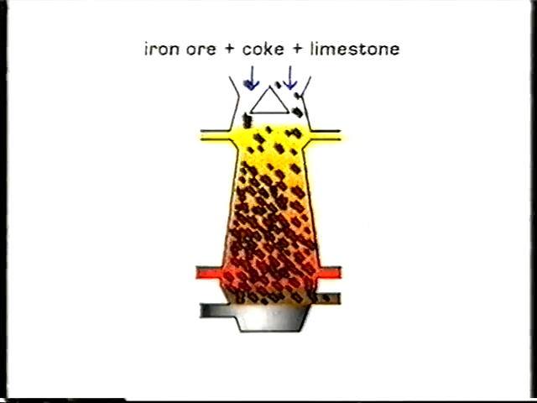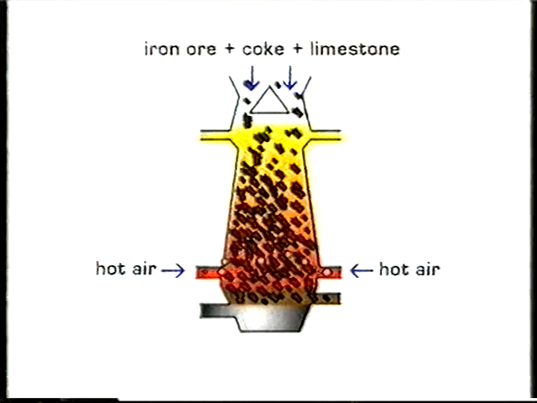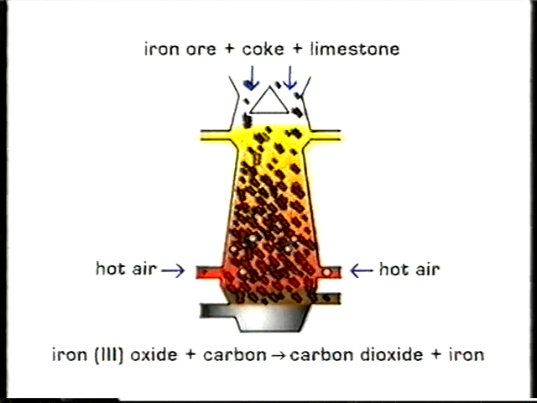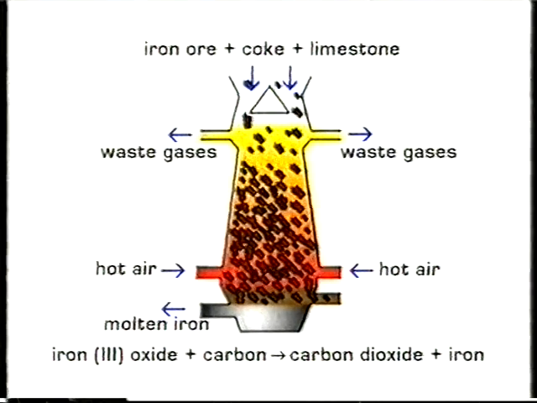Iron oxide ore, coke and limestone are fed in through the top of the furnace. The coke is ignited and hot air is blasted in from the bottom through the furnace. In principle, the carbon in the coke reduces the iron oxide to give carbon dioxide plus iron, which runs to the bottom of the furnace. In practice, the chemistry is a bit more complicated than that. The limestone is added to remove the impurities as slag.